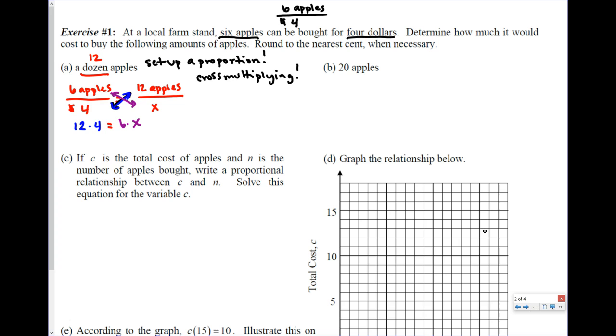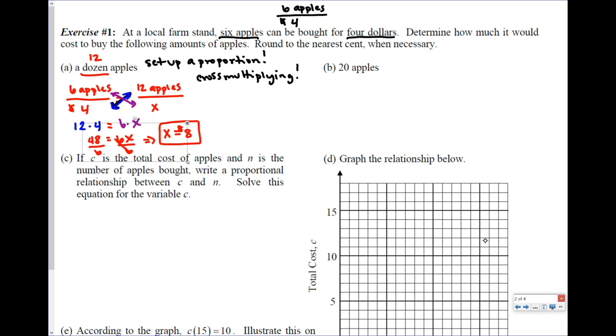What is 12 times 4? 12 times 4 is 48. 6 times x is just 6x. And to get x by itself, I have to divide both sides by 6. And I get that the cost of a dozen apples is going to be $8. So 12 apples cost me $8. So proportion can really help you solve these real-life problems. Let's try letter B.